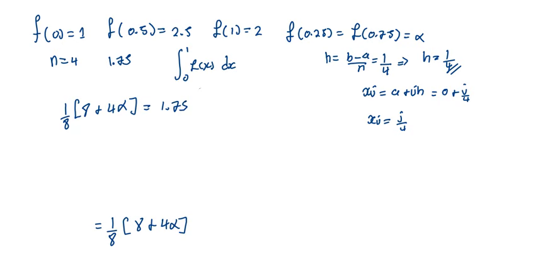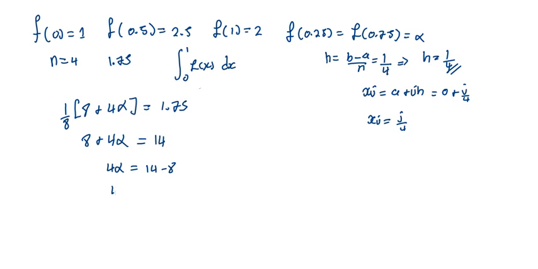Okay, you do the cross multiplication, you're going to have 8 plus 4 alpha is equal to 8 multiplied by 1.75, that is going to give you 14. So we're going to have 4 alpha is equal to 14 minus 8. That's going to be 6. Yeah, that's going to be 6. So you're going to divide both sides by 4 here. So you're going to have that your alpha is equal to 6 divided by 4, which is simply 1.5, and this is our alpha. That's how we come up with it.